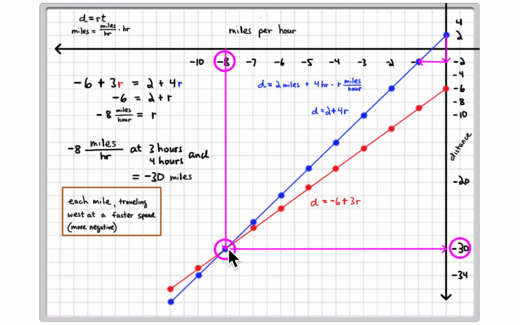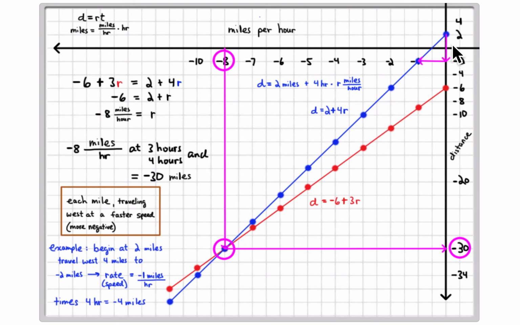So how fast do I have to travel to get 30 miles away from my starting point? So let's look at this example right up here. Begin at 2 miles and travel west 4 miles. So I'm going to begin at 2 miles east and travel west 4 miles. That's a total, so from 2 miles east to 2 miles west, that's a total of 4 miles. And so what speed am I traveling?